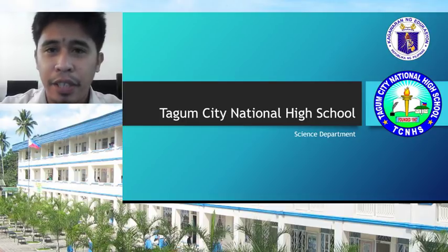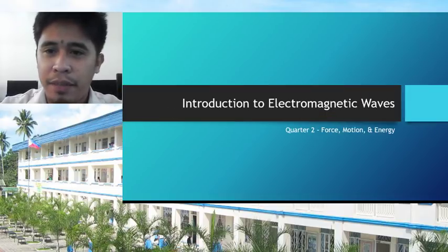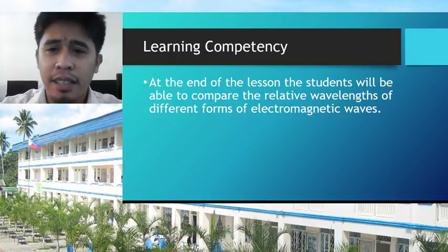Today, we will be learning about electromagnetic waves. This is the first module of Quarter 2 of Grade 10 Science. The learning competency that you should master is to compare the relative wavelengths of different forms of electromagnetic waves.